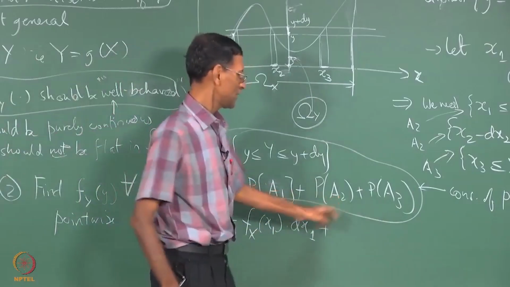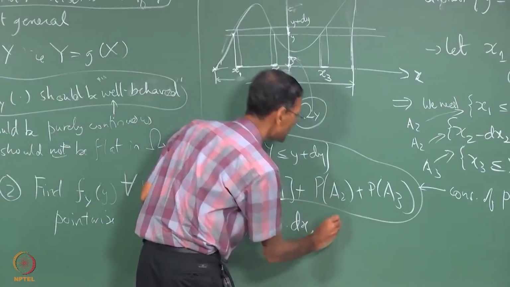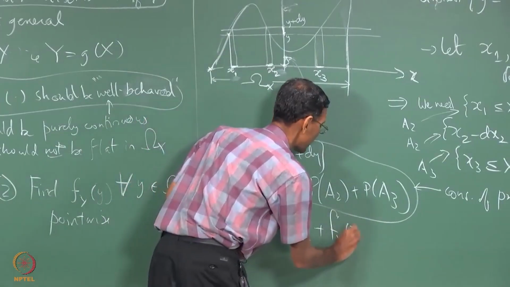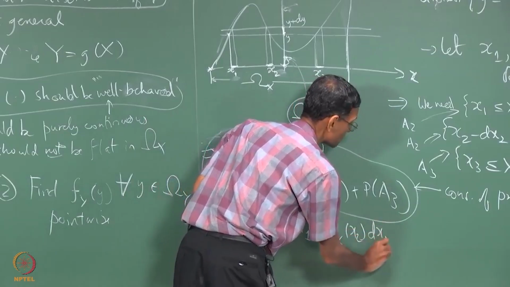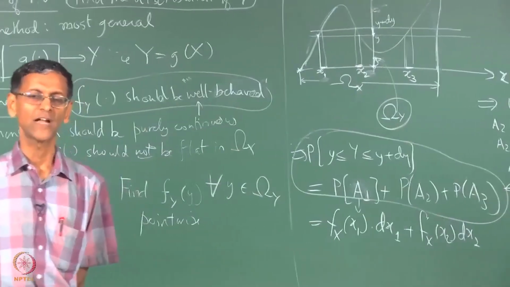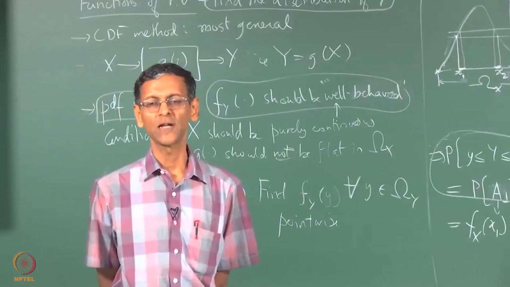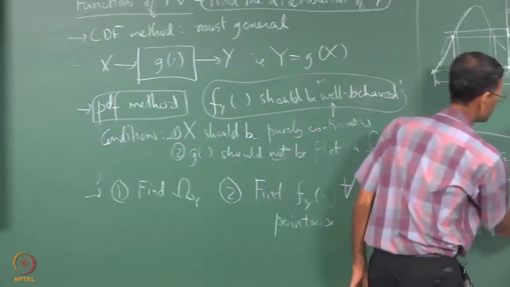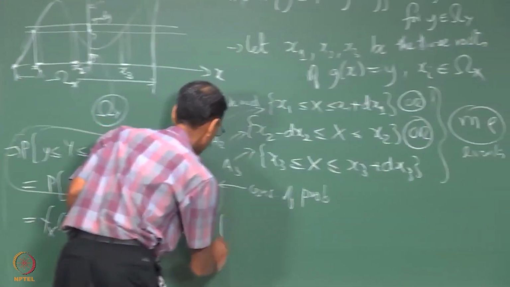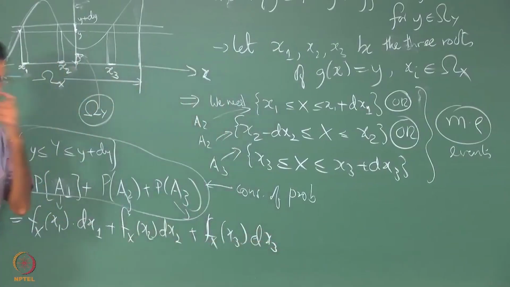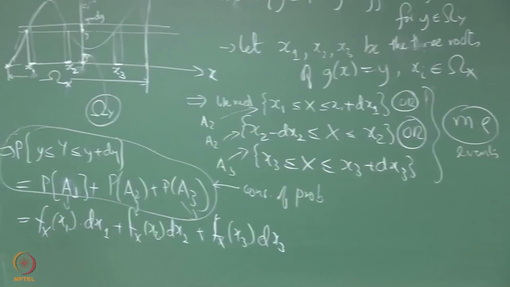So what about P of A2? Similarly, likewise this is f_X at x2 into dx2. Again dx2 is positive, and it does not matter whether the interval is to the left of x2 or to the right of x2. If dx2 is small enough, it is the same. Then P of A3 will be f_X of x3 dx3. Now note that however the magnitudes of dx1, dx2, dx3 can all be different.